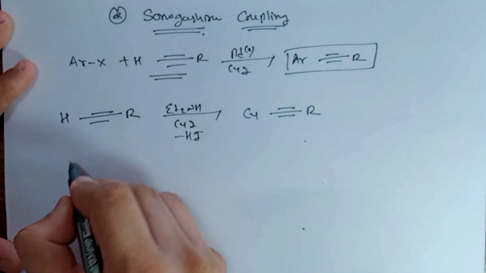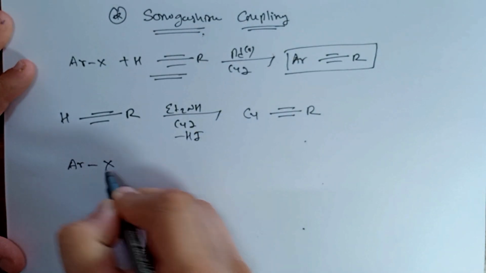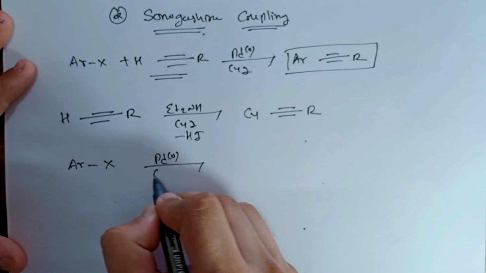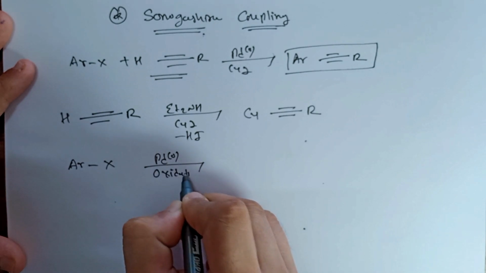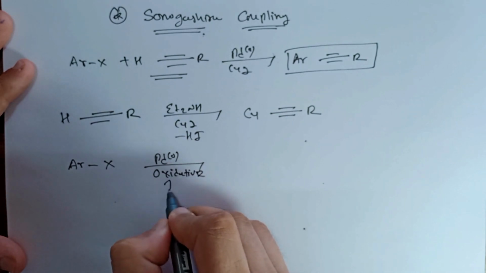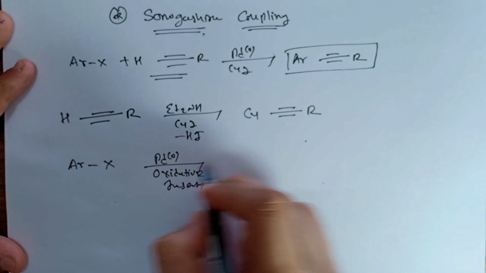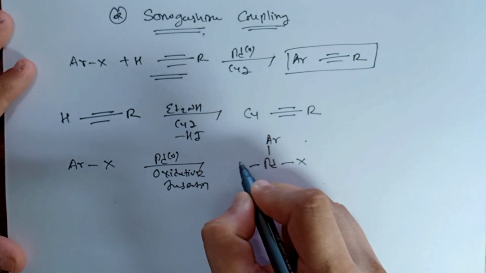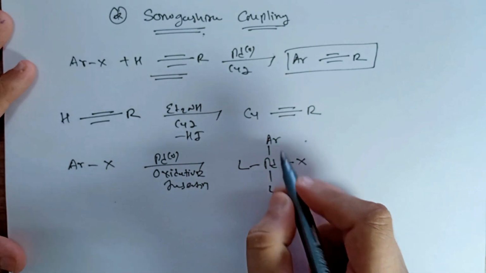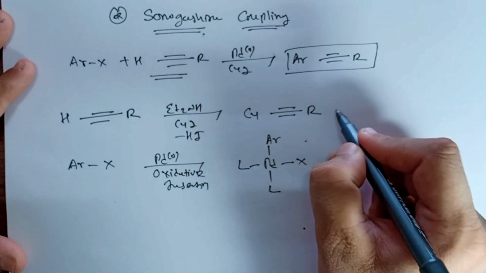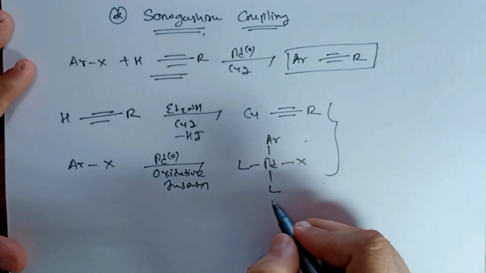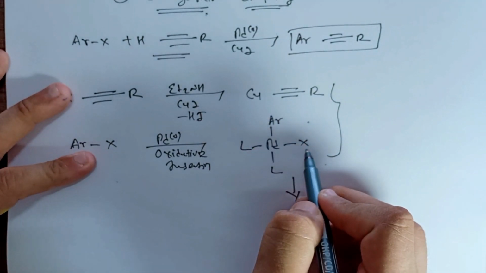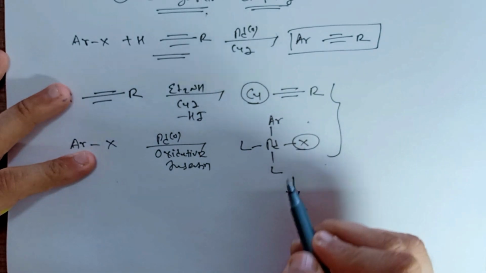Now let us take one more molecule from the reactant point of view, that is ArX, that is our reacting molecule. In the presence of the palladium catalyst, oxidative addition, that is oxidative insertion, will be taking place. So here we are having a palladium X, that is Ar group over here, L group over here, L group over here. So now this oxidative insertion product and this copper acetylide will be reacting towards each other and they will produce this type of molecule. So copper and halogen will be exchanged.